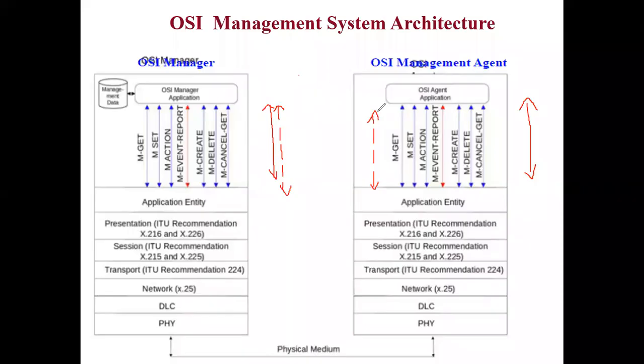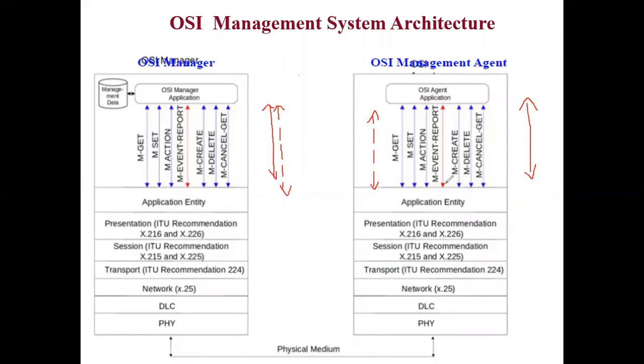Okay, so no problem. But you need to draw here in the management application all 6 solid lines with M event report as a dashed line. Here the remaining 6 are dashed lines, only M event report is a solid line.